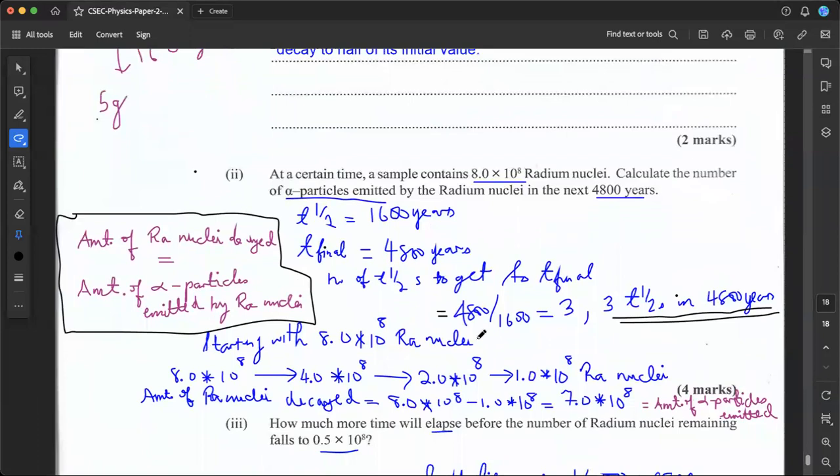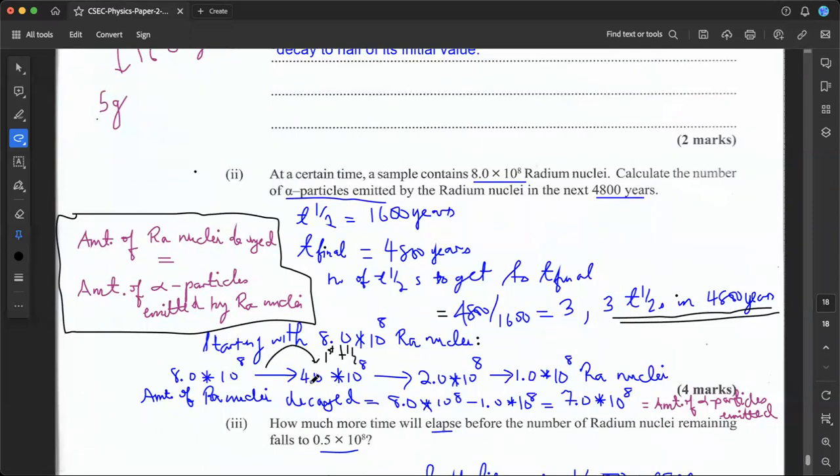So if we're starting with 8.0 times 10 to the 8 radium nuclei, then it kind of is going to look like this. I'm starting with 8.0 times 10 to the 8 radium nuclei. I go through 1 half-life, so this is my first T half. I end up with half of what I started with, which was the 8.